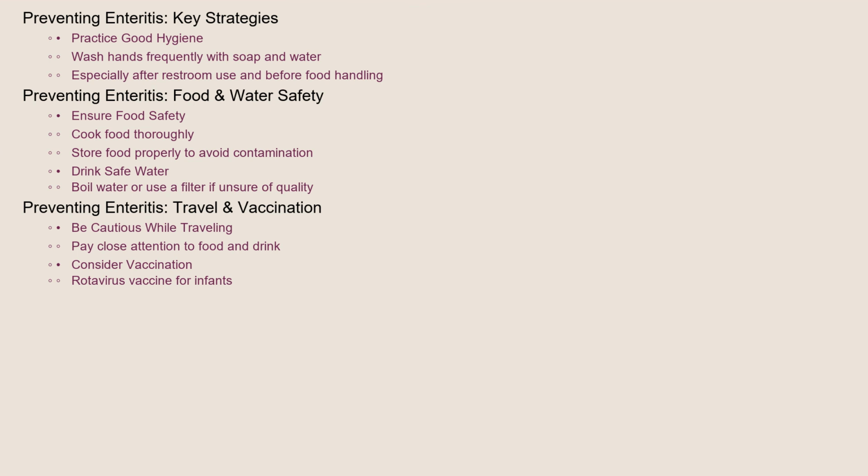Preventing enteritis involves practicing good hygiene. Wash your hands frequently with soap and water, especially after using the restroom and before preparing or eating food. Ensure food is cooked thoroughly and stored properly to avoid bacterial contamination. Drink clean, safe water. If you're unsure about the water quality, boil it or use a water filter. When traveling to areas with poor sanitation, be extra cautious about what you eat and drink. Consider getting vaccinated against rotavirus, a common cause of enteritis in infants.